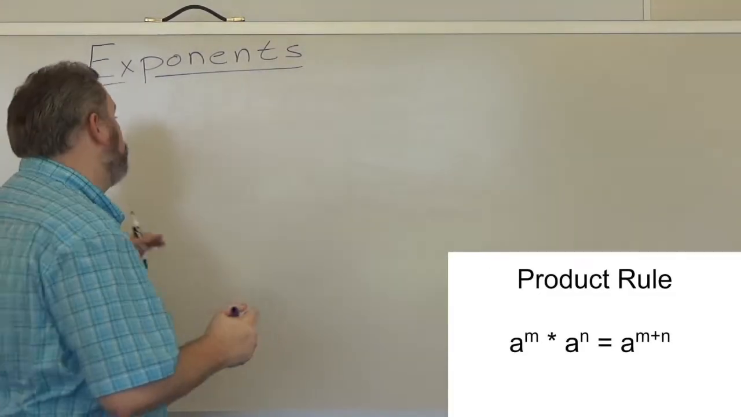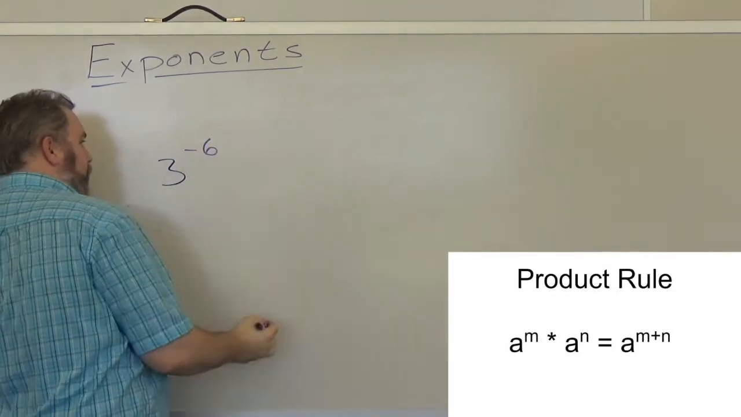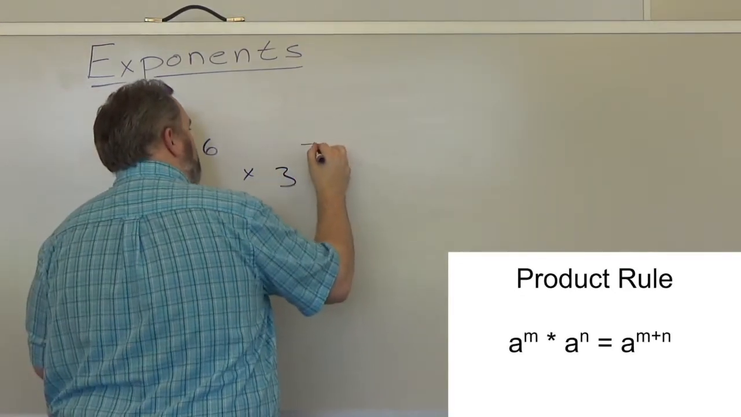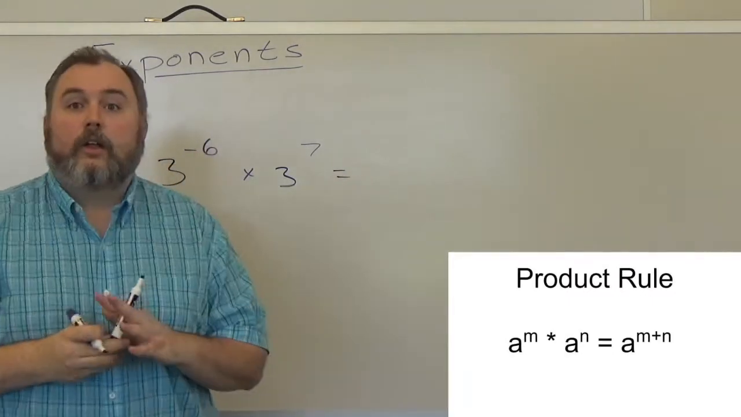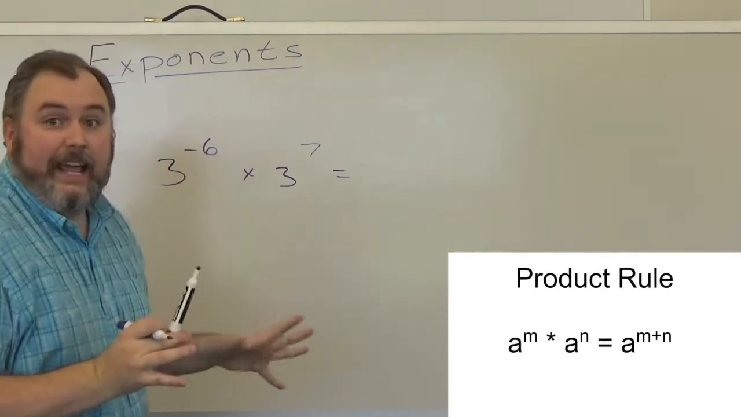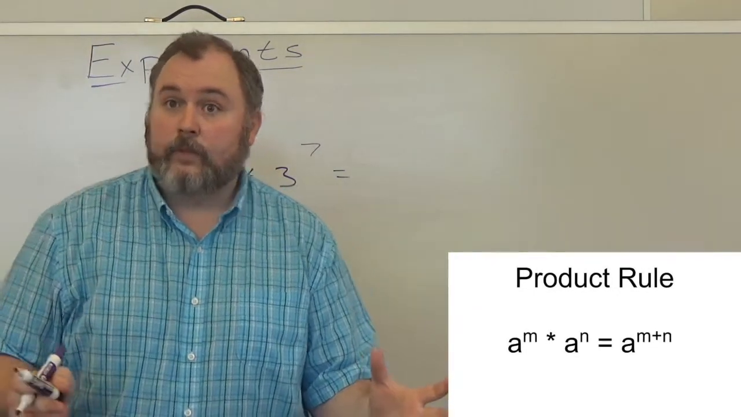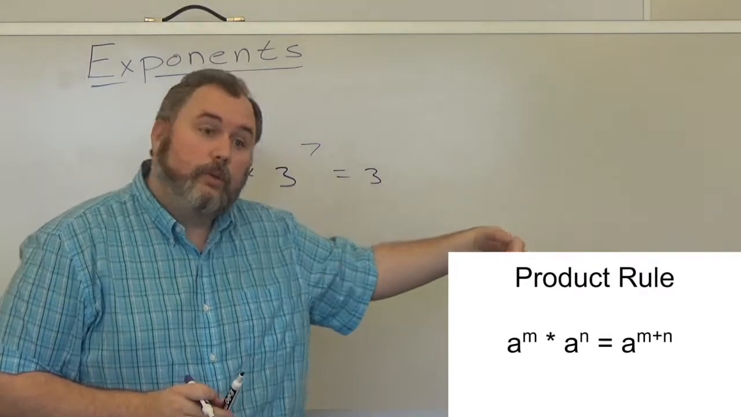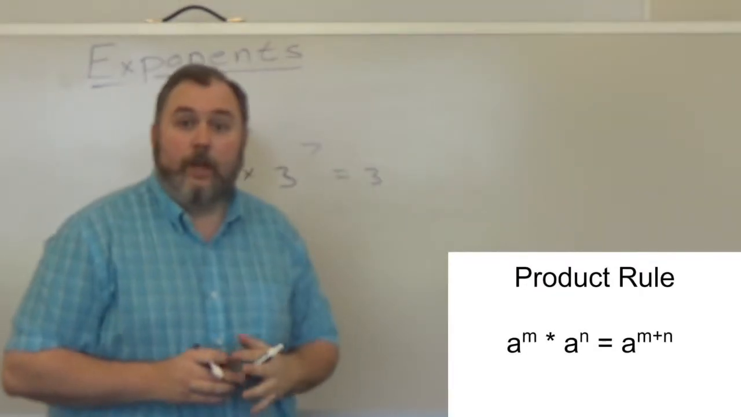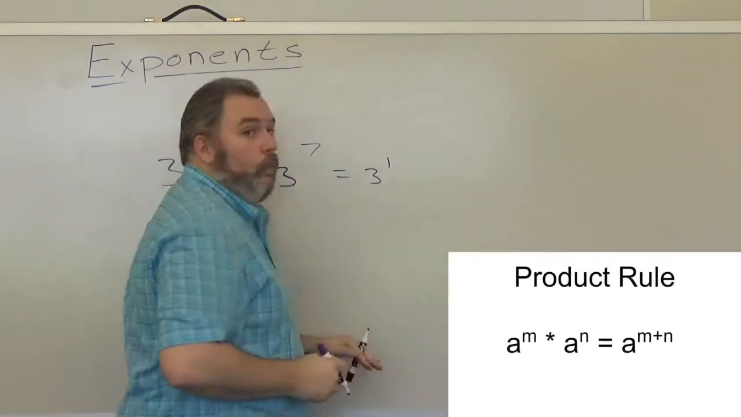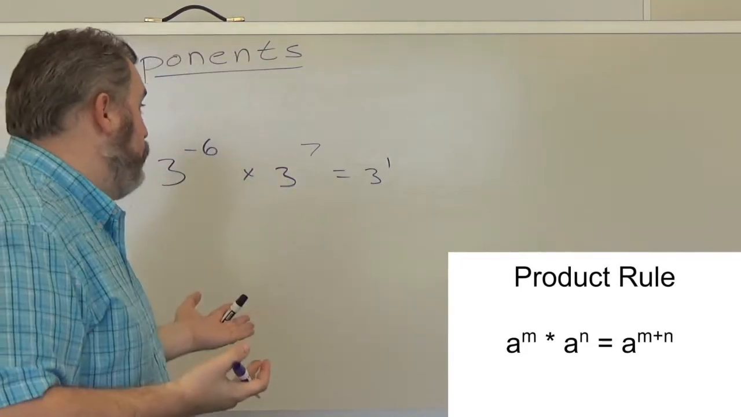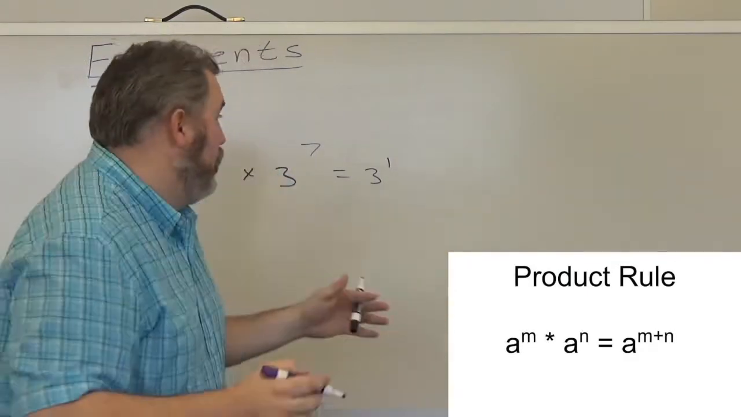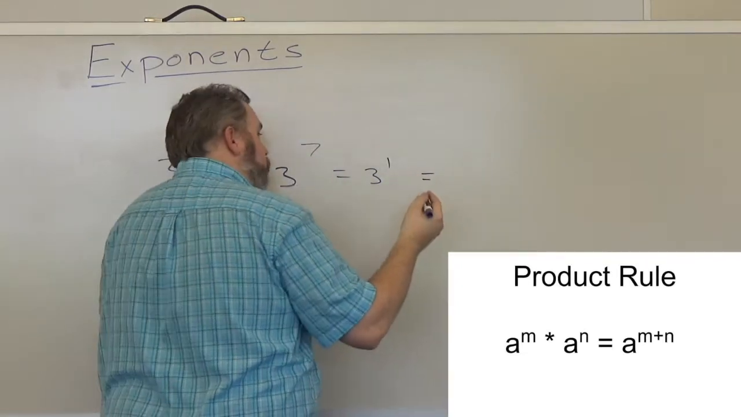One more problem with you. If I have 3 to the negative 6, and I'm going to multiply that by 3 to the 7th. Oh my Lord, we have a negative in here. It's okay. The rules still apply. What's the common base? 3. Because I'm still following the product rule, I'm going to add negative 6 plus 7. Well, negative 6 plus 7 is 1. So our answer for this is 3 to the 1 power. However, here's another little rule. Any number raised to the 1 power will equal itself. So 3 to the 1 is just 3.